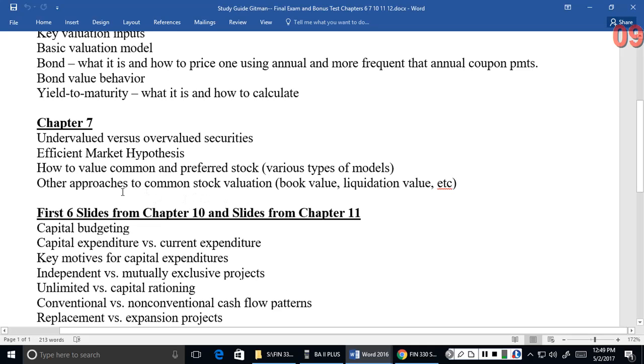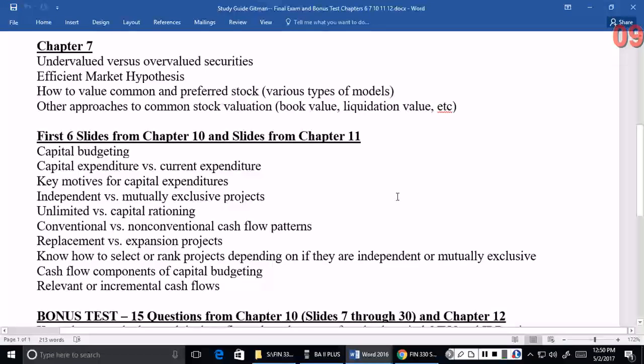And how to value common and preferred stock. We talked about the zero growth model and the constant growth model. And then also other approaches to common stock valuation. I said you need to read that on your own. Things like book value, liquidation value, etc. And that is in your slides and in your book.